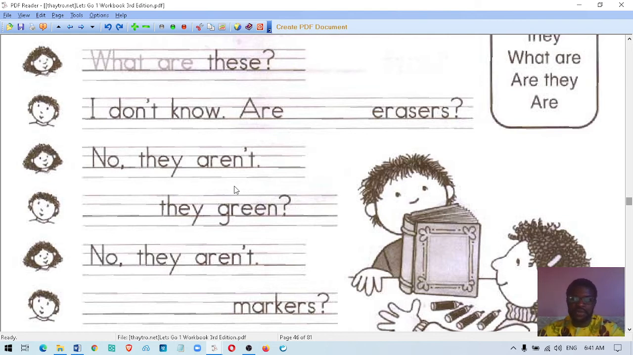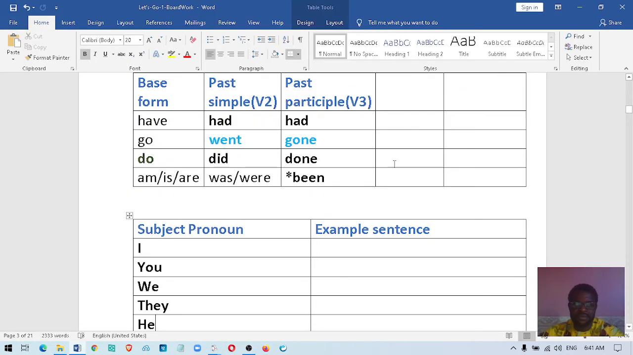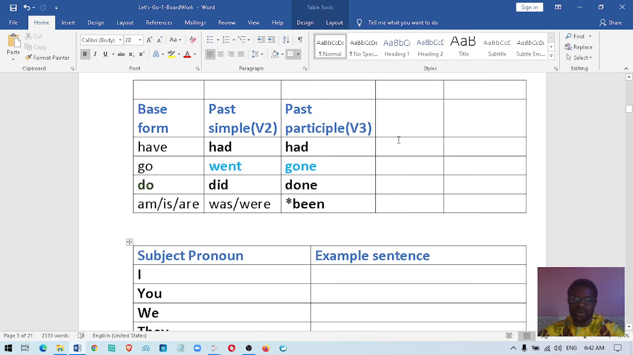Then let me take you over to my workboard section. So I want to show you a couple of things. So here we are, as you can see. This is what I was trying to explain to you, what we call the base form of our verb. Then we have also in the past simple, we call it V2. And then we have the past participle, which we call what? V3.